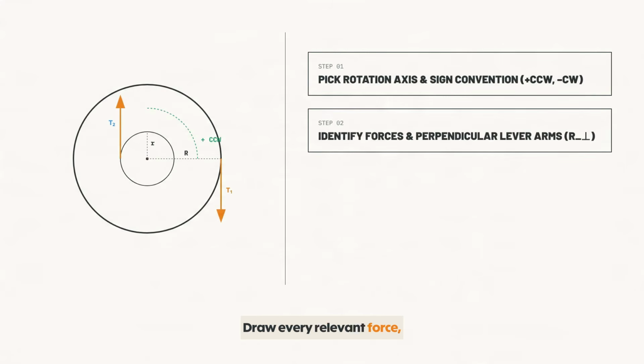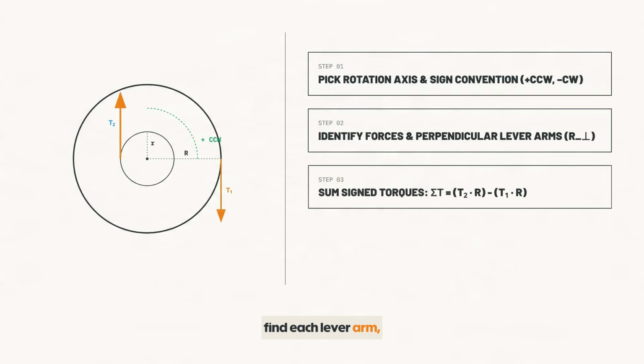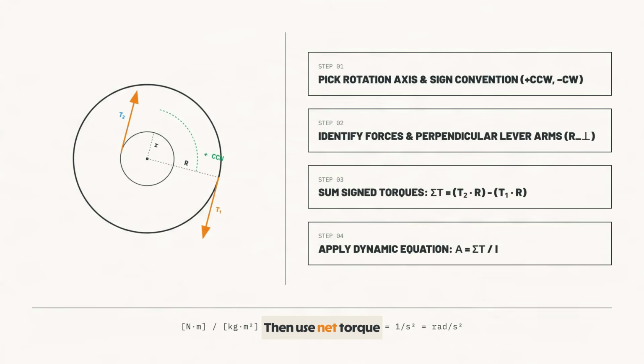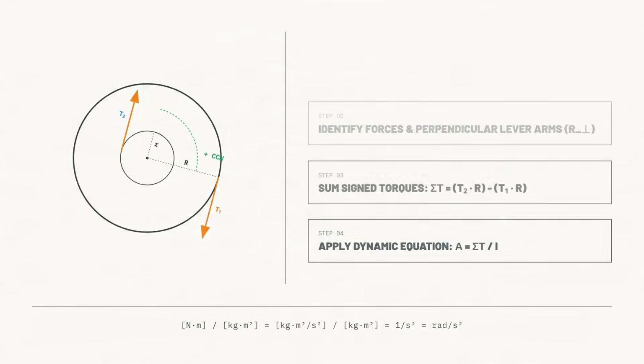Draw every relevant force, find each lever arm, assign a sign to clockwise and counterclockwise torque, and add the torques. Then use net torque equals I alpha, checking units and limiting cases.